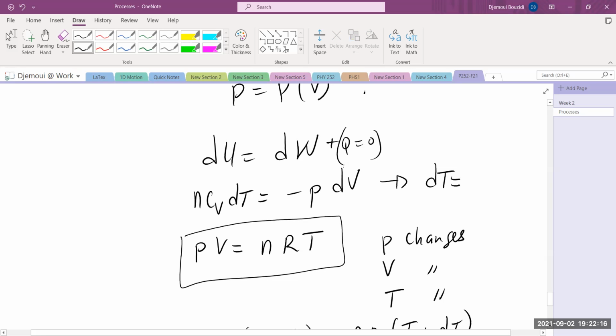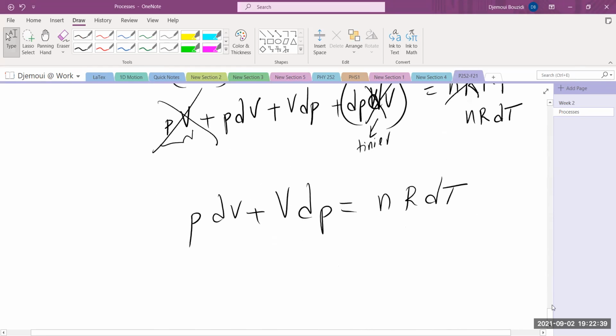Normally, I add Q, but this process is an adiabatic process where Q is 0. So that's why I'm saying dU is equal to dW, and dU is always nCv dT, and dW is always minus P dV. So this gives me dT equal to minus P dV over n times Cv. I'm going to sub this expression into the last expression that I have found, and we should be in business. This is dT.